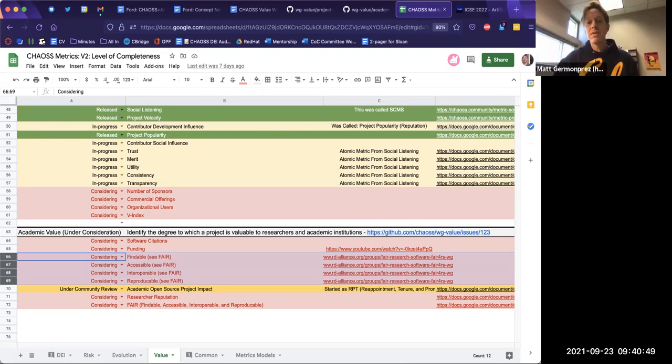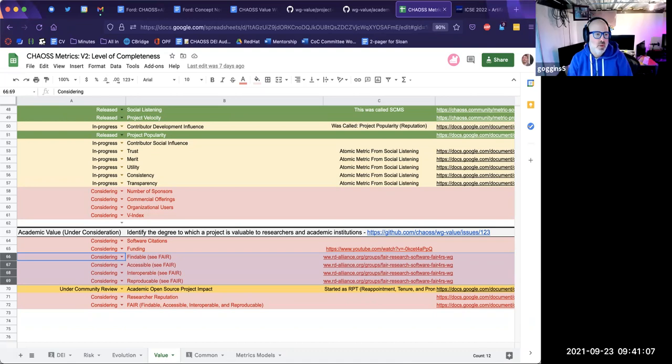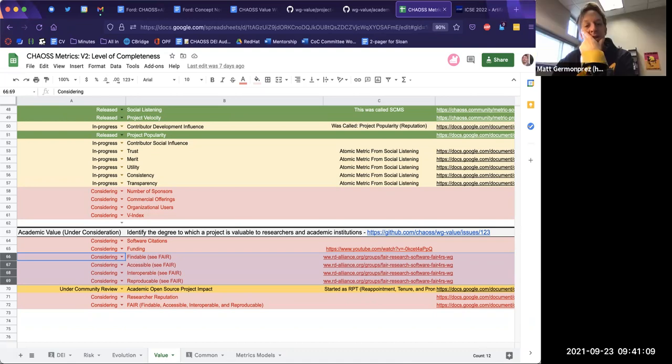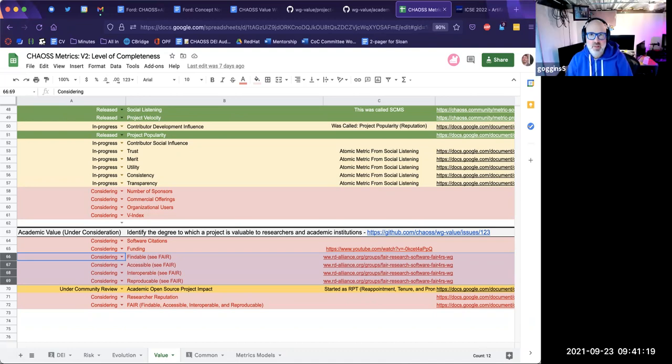So of the findable, accessible, interoperable, reproducible, is there one that you think, if we kept them as four metrics, we should think about first? Findable, what are the four again? Findable, accessible, interoperable, and reproducible. Findable and accessible is easy. So that's the lowest hanging fruit.